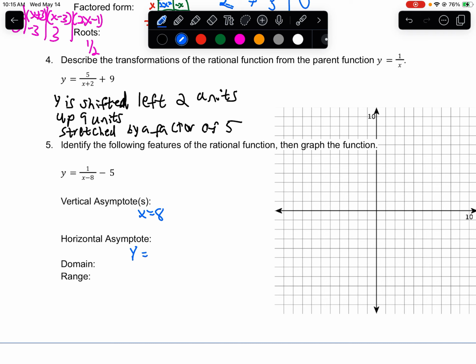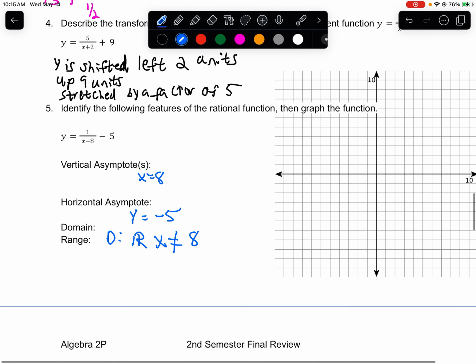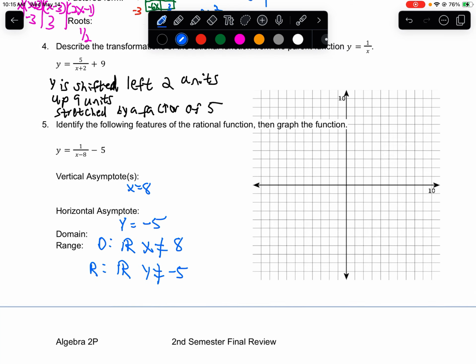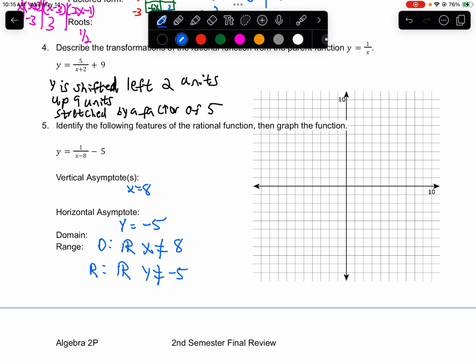y equals -5. The domain, I'm sorry, I shrank it together, so the domain D will be all real numbers except x cannot equal 8 because it makes the graph go bad. The range is going to be all real numbers except y cannot equal -5 because it's the horizontal asymptote. So putting that all together, knowing that there's a vertical asymptote at x equals 8, 1, 2, 3, 4, 5, 6, 7, 8, so it's right here.